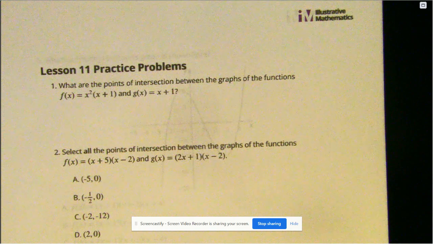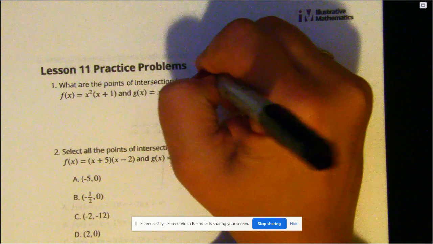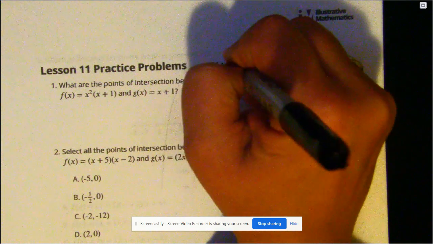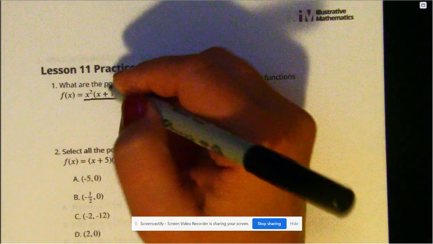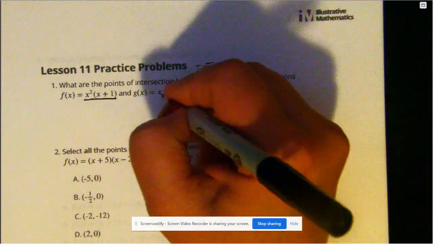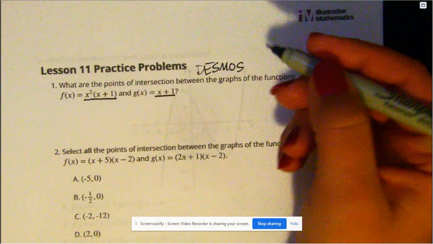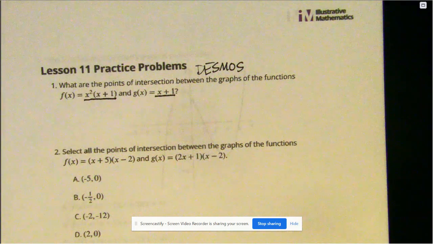Number 1, it said, what are the points of intersection between the graphs of the functions? And so for this, we're going to use Desmos. For some, we're using factoring. For this, we're just getting the idea. So I'm going to go to Desmos. I'm going to type this in, which is a third degree, 1, 2, 3, running into a first degree, which is a line. So it might have multiple intersections. Let's go look.